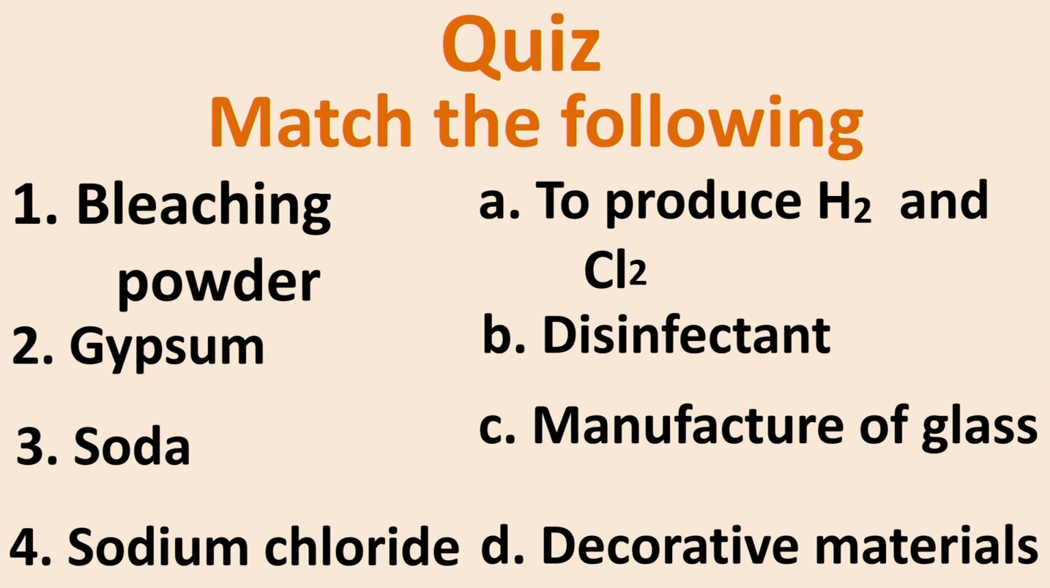Okay. Let us see, bleaching powder, A part: bleaching powder, gypsum, soda, sodium chloride. In the B part: to produce H2 and Cl2, that is hydrogen and chlorine, disinfectant, manufacture of glass, decorative materials. So, these are the options I have. Now, which is the correct answer? Think, if you know the answers, verify now.